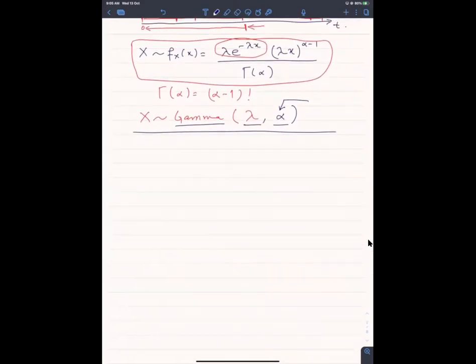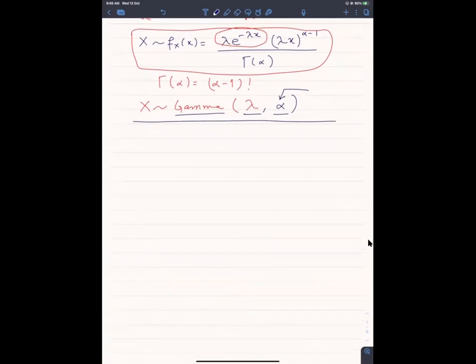Now I'm going to switch to the normal random variable, one of the most useful, most interesting random variables. Many natural phenomena can be modeled by a normal random variable. This is a symmetric probability distribution and looks like this.